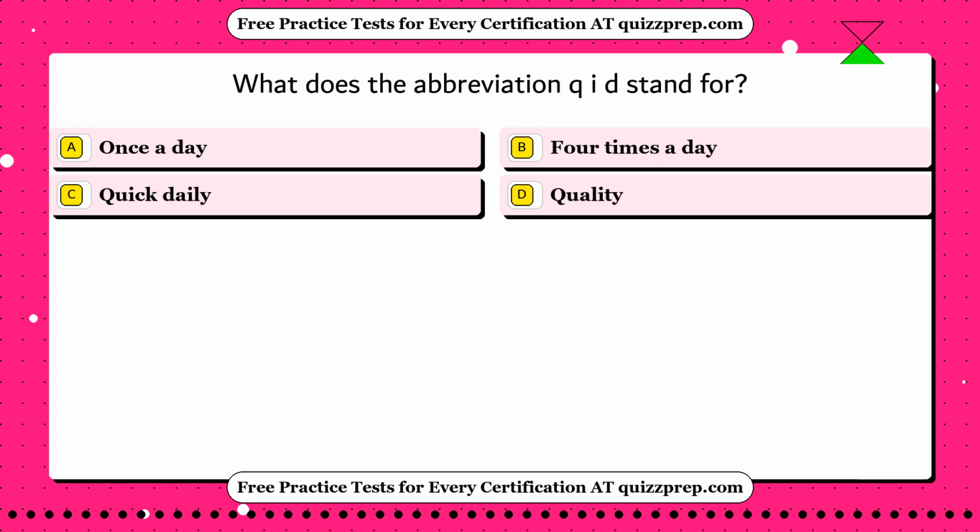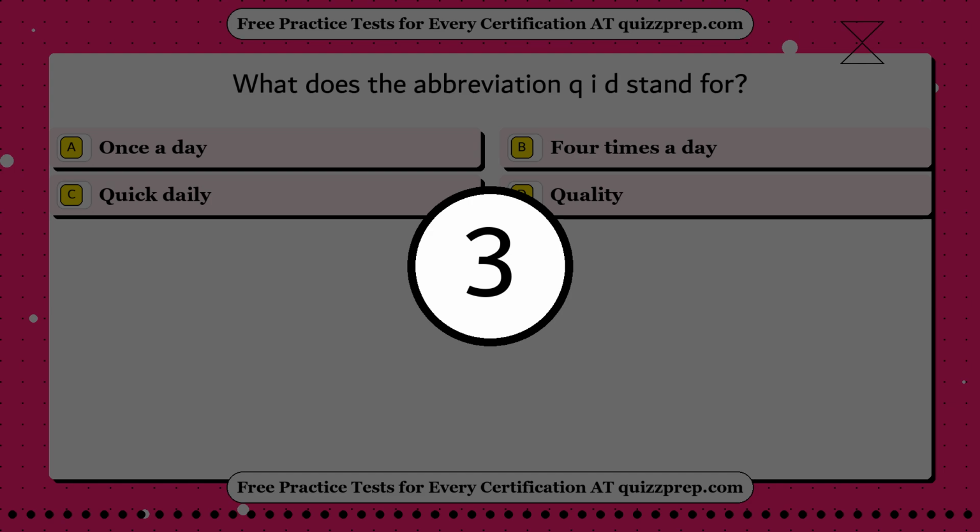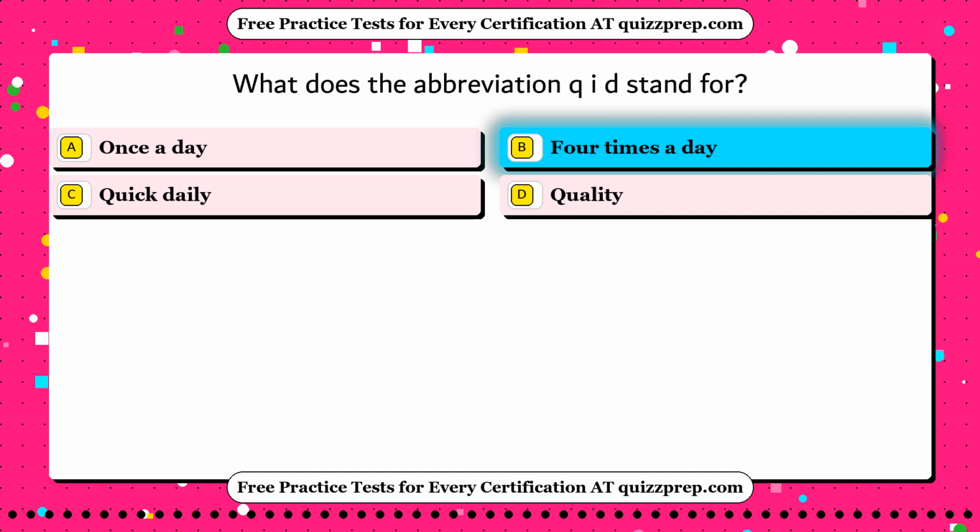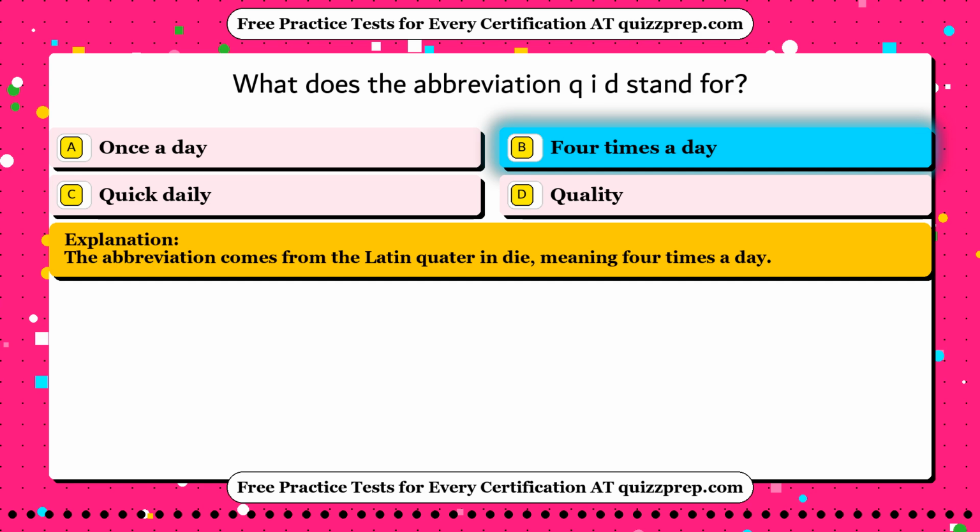Question 101. What does the abbreviation QID stand for? Option A, once a day. Option B, 4 times a day. Option C, quick daily. Option D, quality. The correct answer is option B, 4 times a day. The abbreviation comes from the Latin quater in die, meaning 4 times a day.